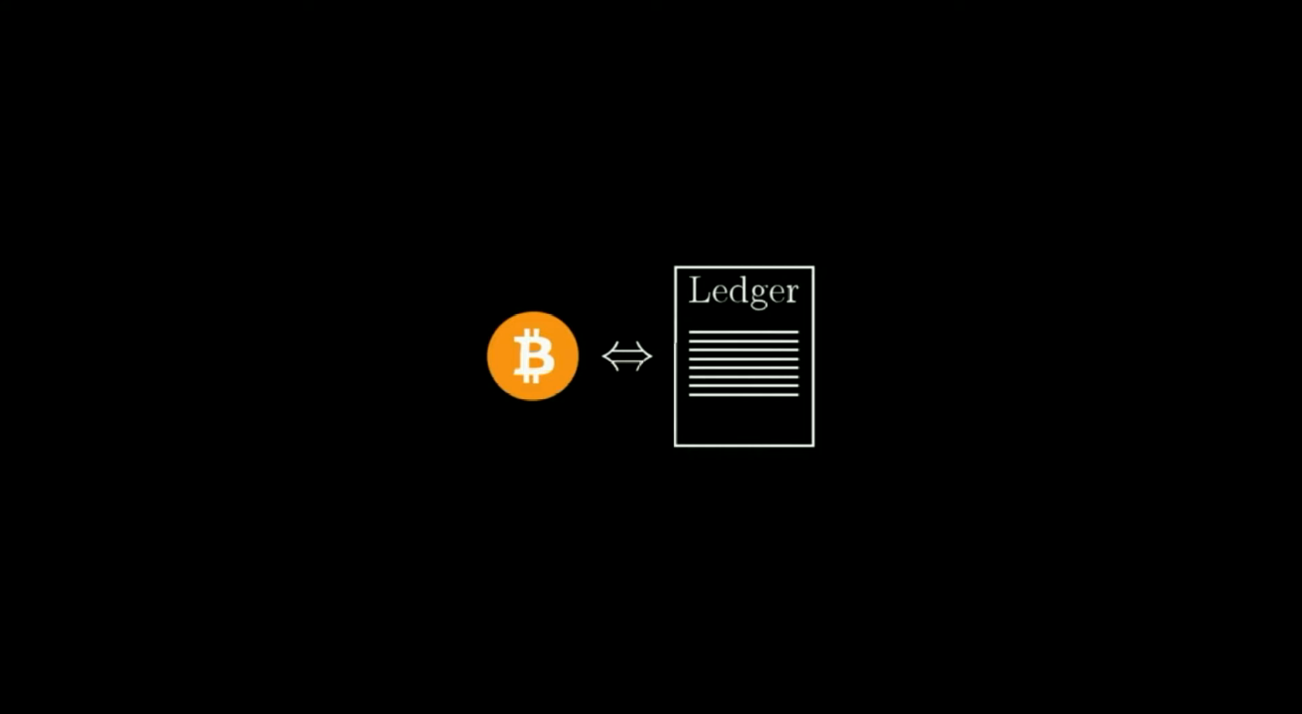This is the first important thing to understand about Bitcoin, or any other cryptocurrency. What it is, is a ledger. The history of transactions is the currency.